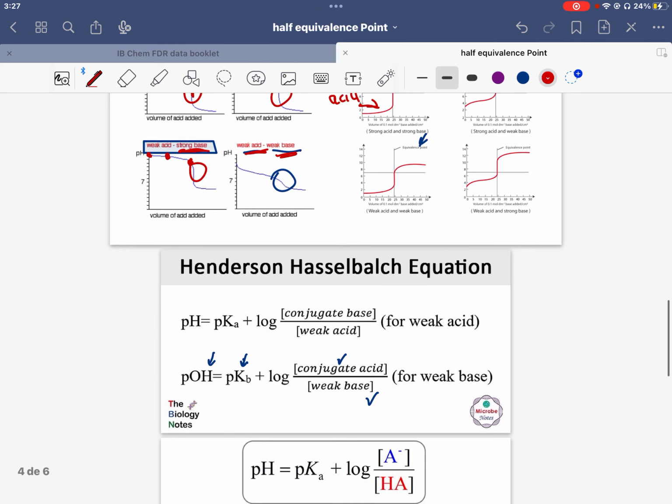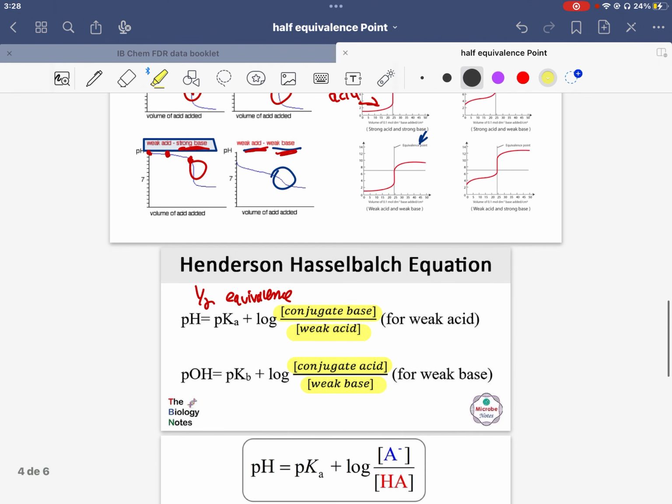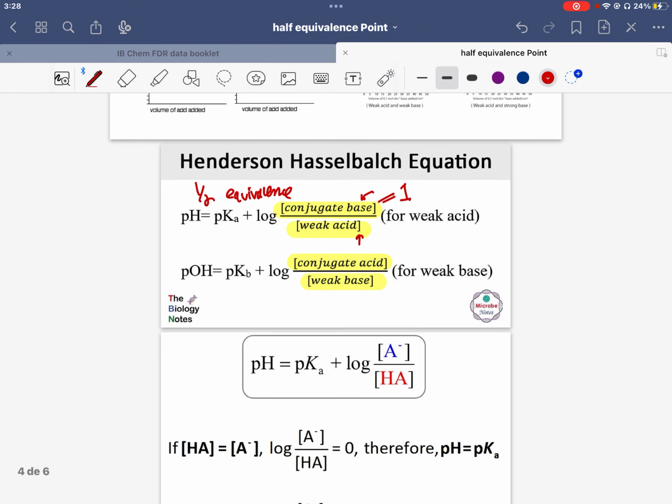All right, why is that half equivalence point so important? Well, it's going back to what we were just saying before. At the half equivalence point, the concentration of base is equal to the concentration of acid. Same thing here, the concentration of acid is equal to the concentration of base. So at the half equivalence point, I'm realizing my arrows are getting confusing, the concentration of acid and base should be exactly equal. Well, what's log of 1, right? If this is equal to this, then that would just be equal to 1. What's log of 1? Log of 1 is actually 0.